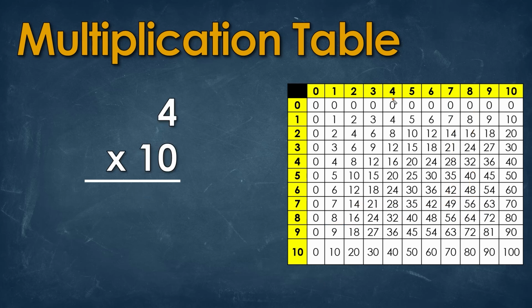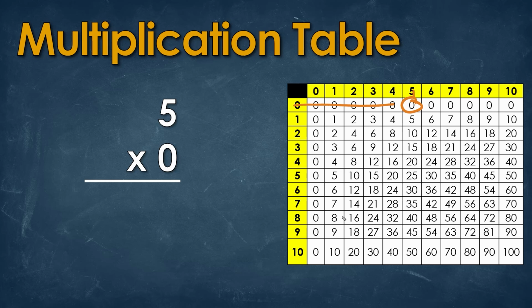Let's try 4 times 10. That's going to be 40. Or we can look at 4 times 10 here. Again, that is 40. Let's take a look at 5 times 5. That'll give us 25.